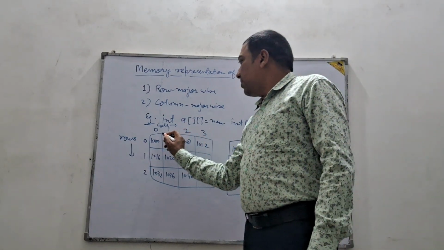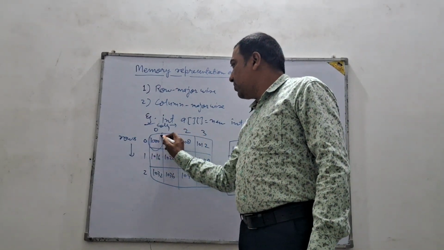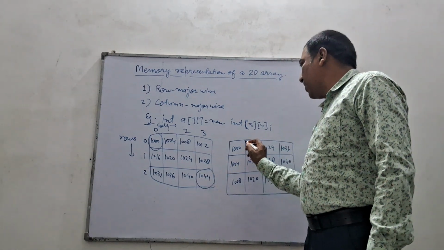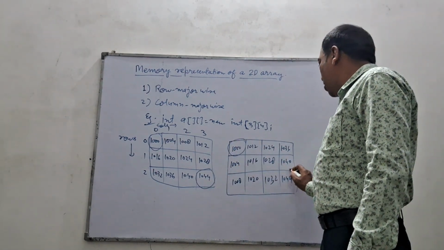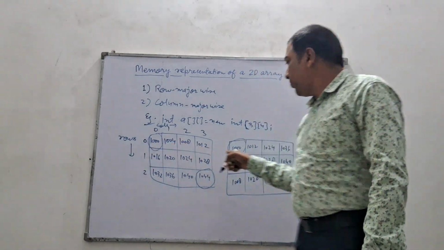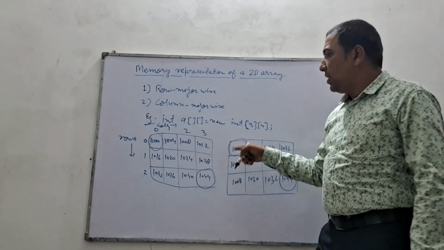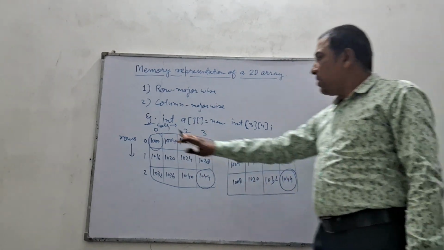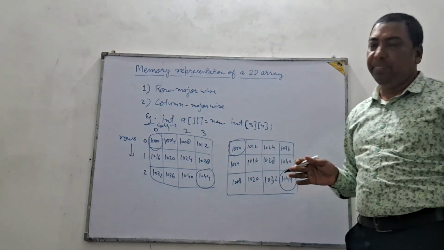You can see that whether the memory is allocated row major wise or column major wise, the address of the first block and the address of the last block will remain the same. When it is row major wise, the first block is 1000, so in column major also it will be 1000. The last is 1044, so here also the last will be 1044. But the remaining blocks' addresses will be different.